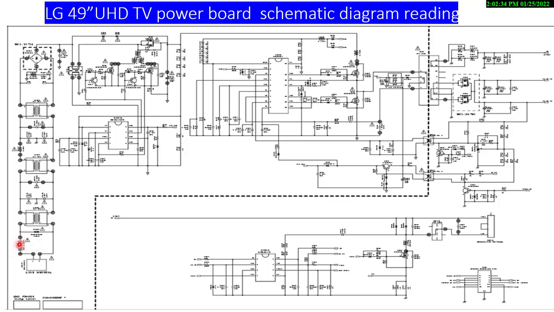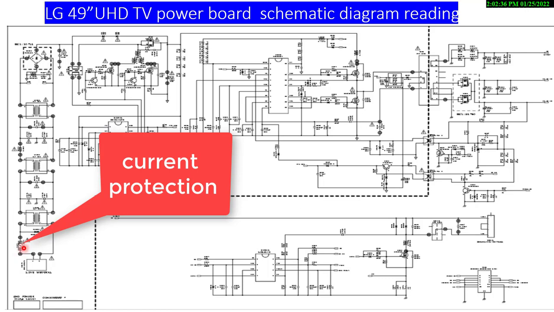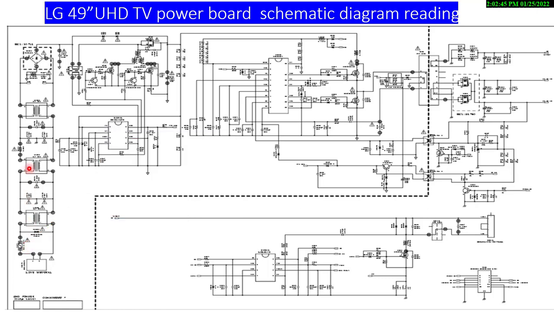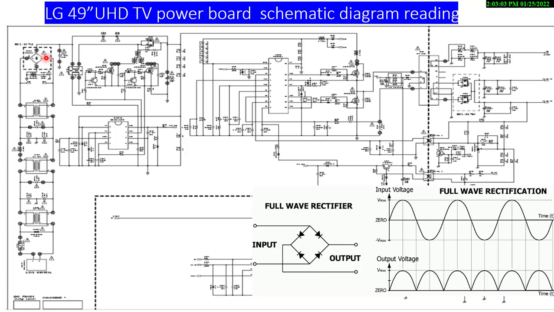The other one is overcurrent protection here. This is a fuse to protect against overcurrent in the circuits. So this is a very important circuit to protect the power supply from injury. This one is the bridge circuit, or the bridge rectifier, which converts the incoming AC voltage to DC voltage.